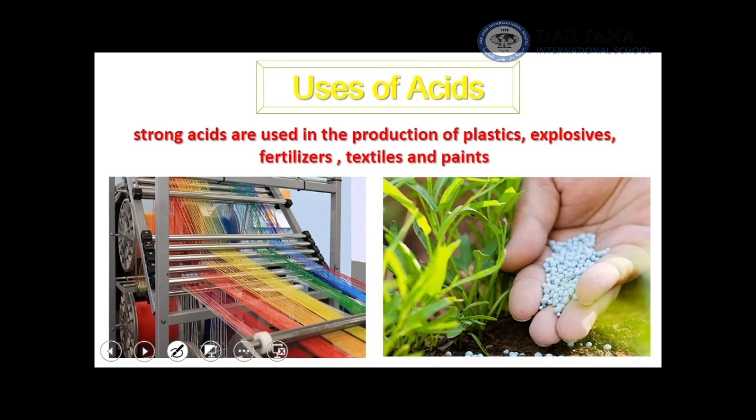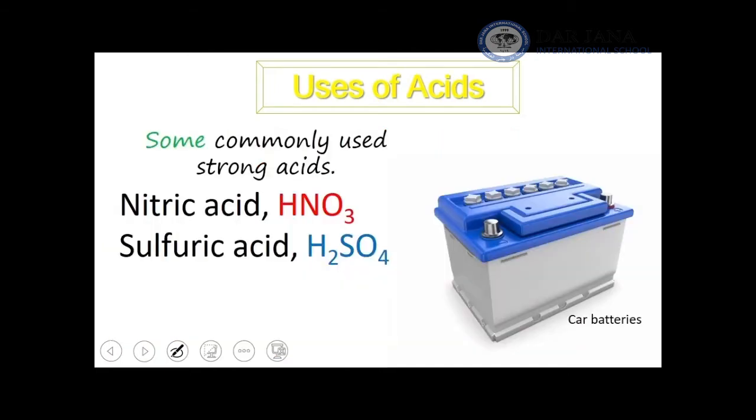Also, strong acids are used in the production of plastic, explosives, fertilizers, textiles, and paints. Okay, so now one more thing to note here. Nitric acid, HNO3, is a strong acid. Sulfuric acid, H2SO4, is also a strong acid. It's used in car batteries.